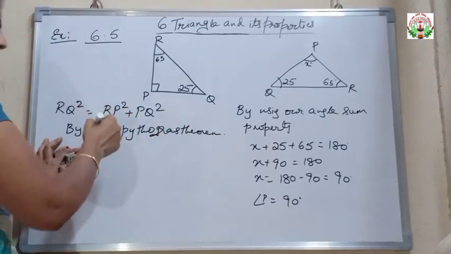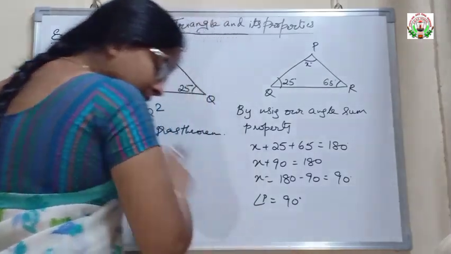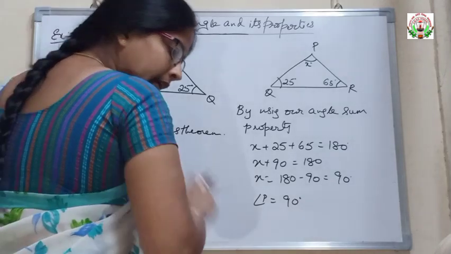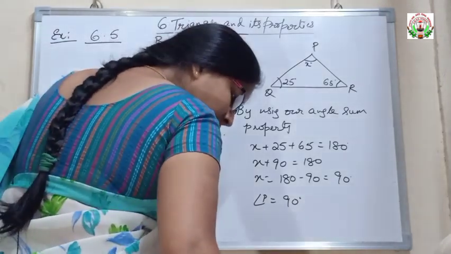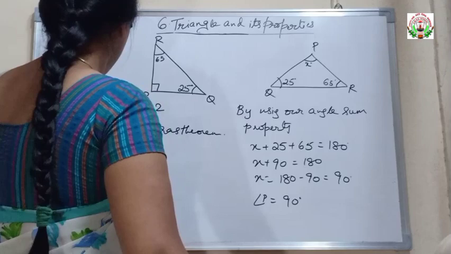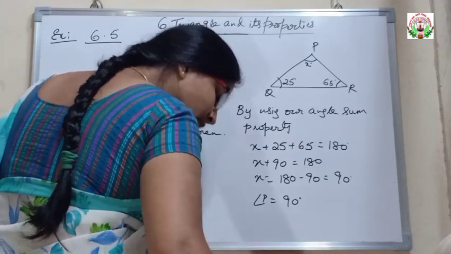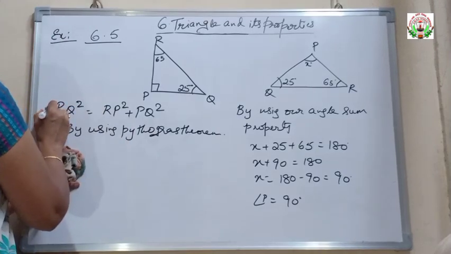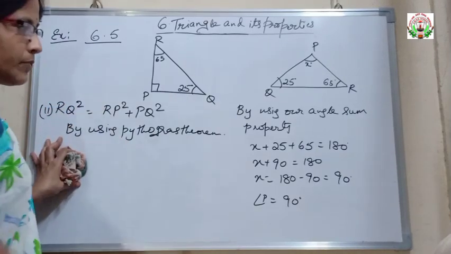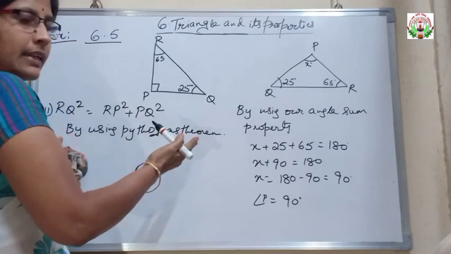So from the given three, this one is, I think, your third one. RP square plus PQ square. No, it is your QR. So second one. This is your second one. So second one is your answer. So this is your sixth one.